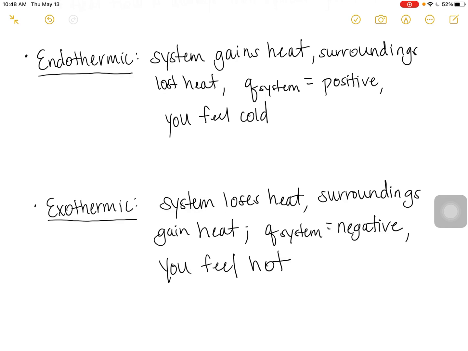So there's a couple takeaway points from today, right? The takeaways are that the system is always the reaction, and we put everything in the system's point of view. Unfortunately, you will always be part of the surroundings, so it's a little bit tricky to almost reverse that in your head to think that, well, what I'm feeling is not what the reaction is doing, it's what the surroundings are doing. And so that's a little bit tricky when we have this discussion about endo and exothermic reactions. So that's the intro to thermochem, and from here on out we get a little more specific into formulas and things of that nature. But that's your intro to system and surroundings and endo and exothermic reactions.